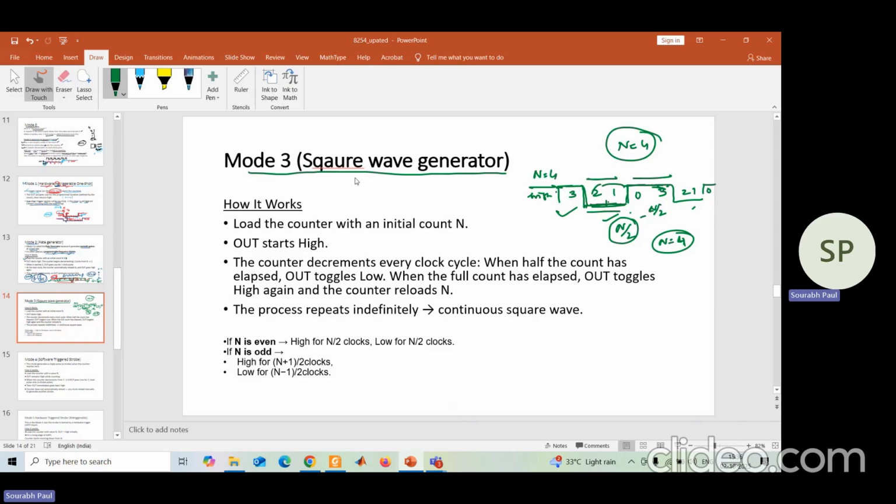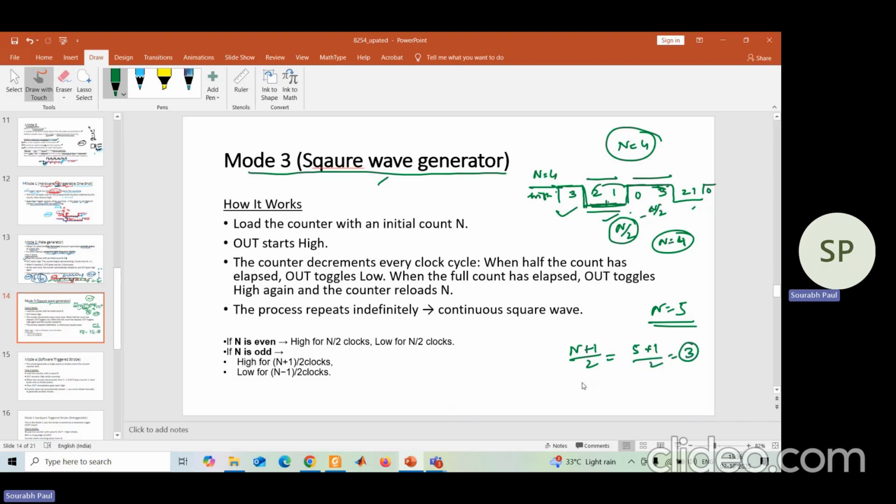Okay, this is the property of the square wave generator. Now if n equals 5, what will happen? If n equals 5, that means you give an odd value. So it will be high for (n plus 1) divided by 2 clocks. That is (5 plus 1) divided by 2, that is 3 clocks.